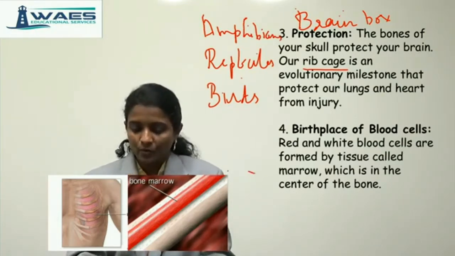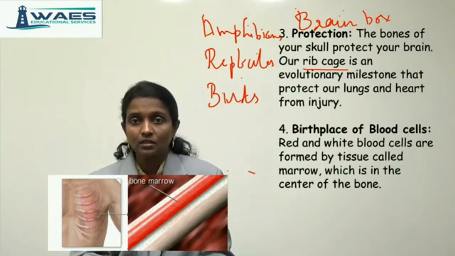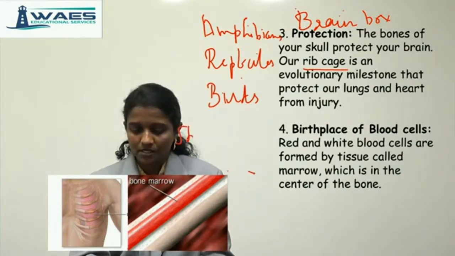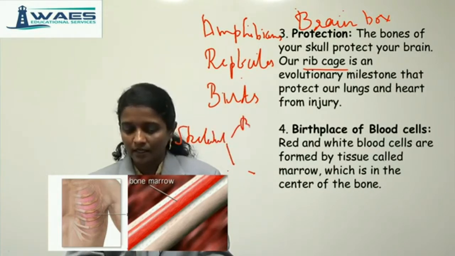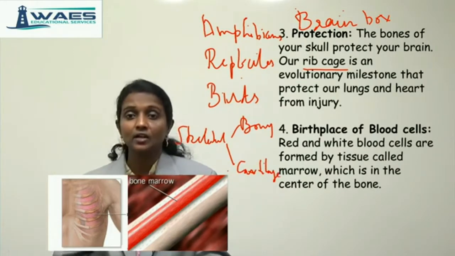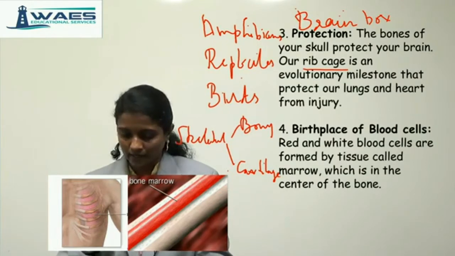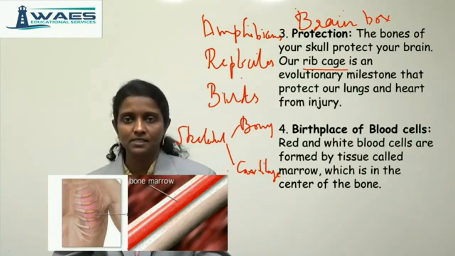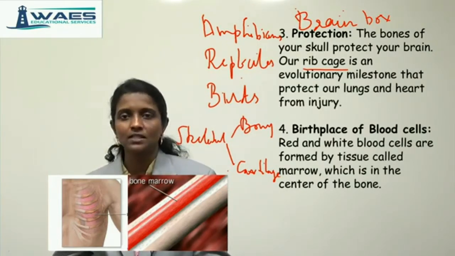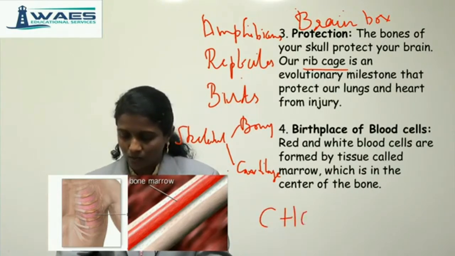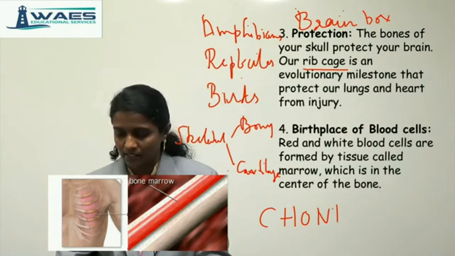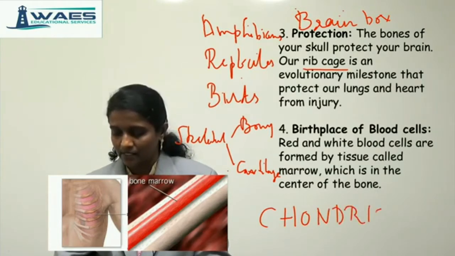We divide the skeletal system into two types: either a bony skeleton or a cartilaginous skeleton. If the skeletal system is cartilaginous, we call such animals cartilaginous animals, which include the fish called chondrichthyes.